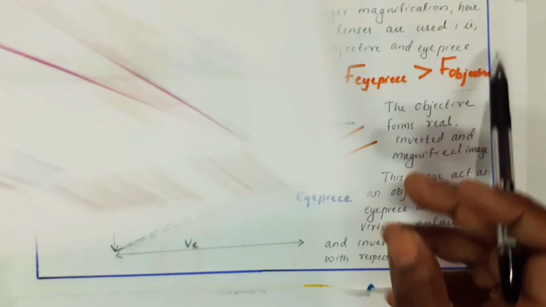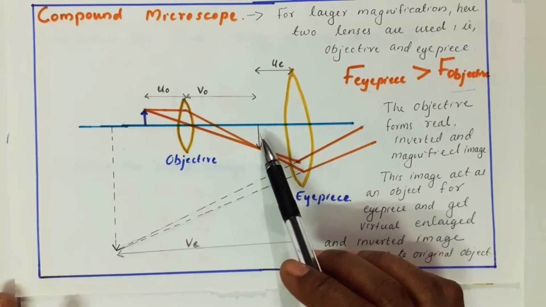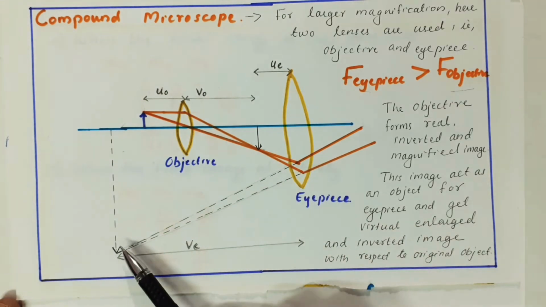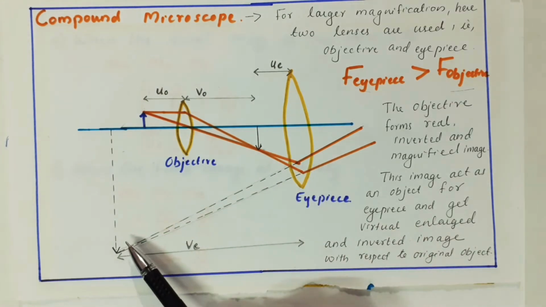That is only one difference. So this image acts as an object for the second lens, and we get a final inverted image here, right?